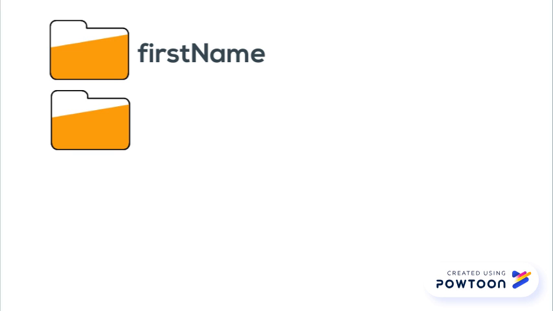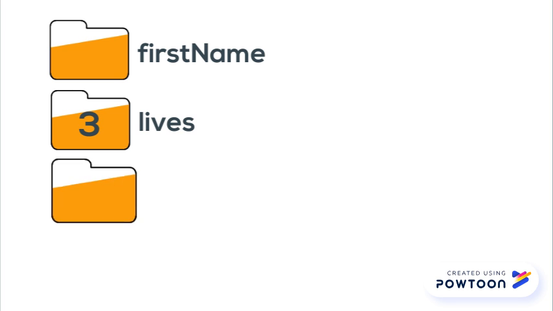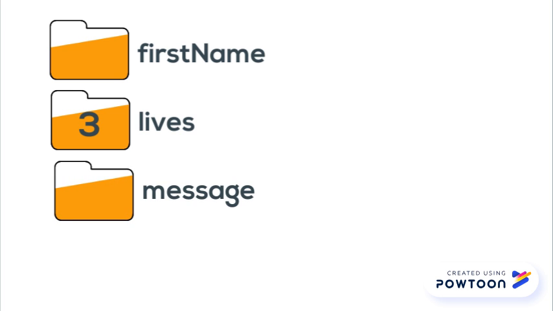Folder 2. This folder will be set up with 3 lives because we know there will be 3 lives that the player has when the game begins. Folder 3. The folder will represent the variable message that contains a message value, such as greeting them, how many lives are left, or if the game is over.